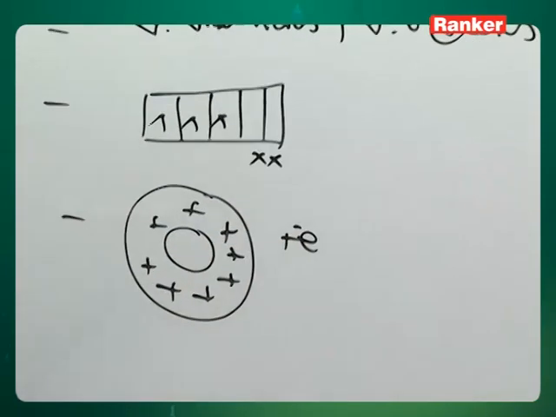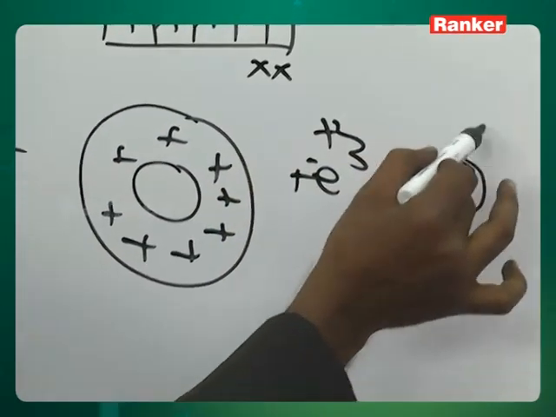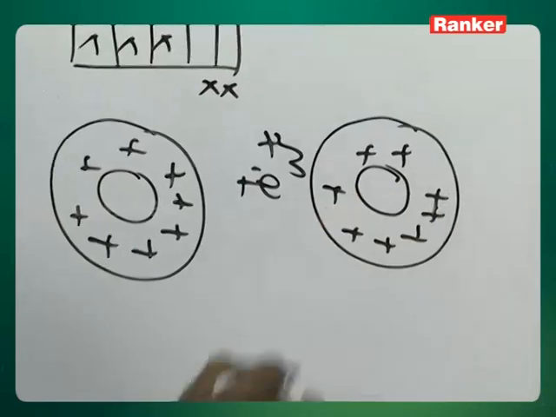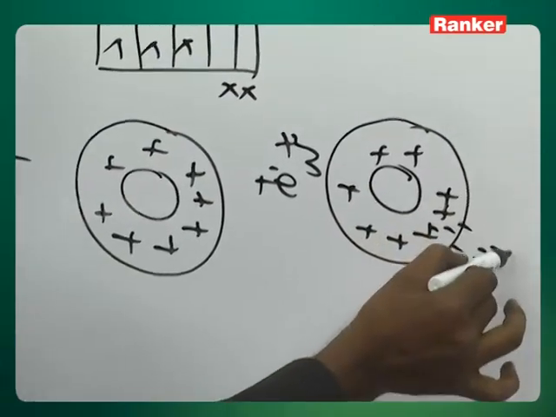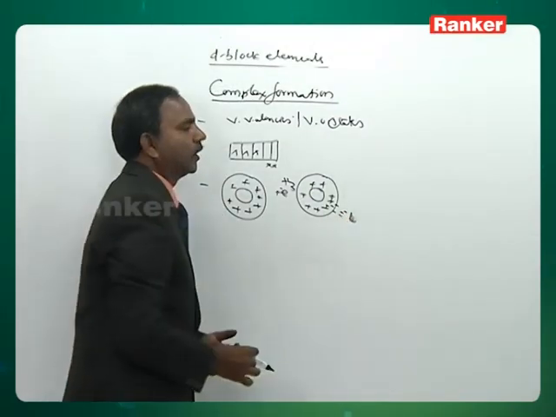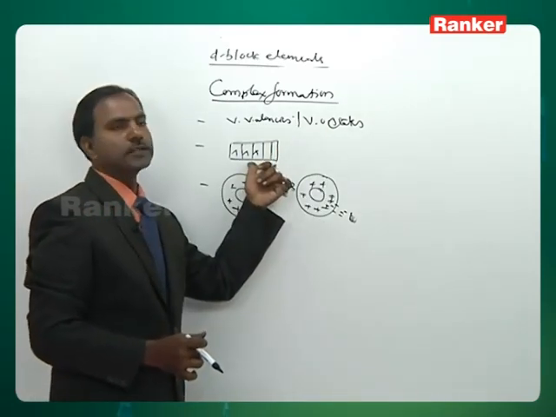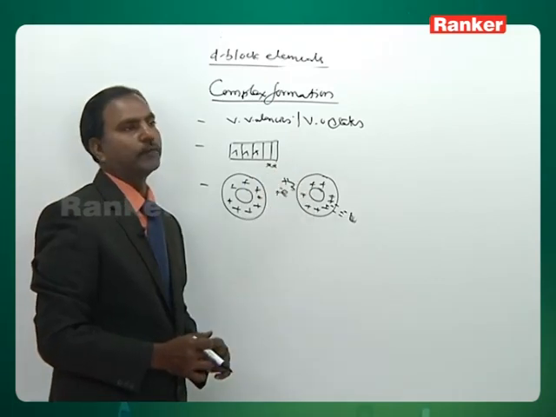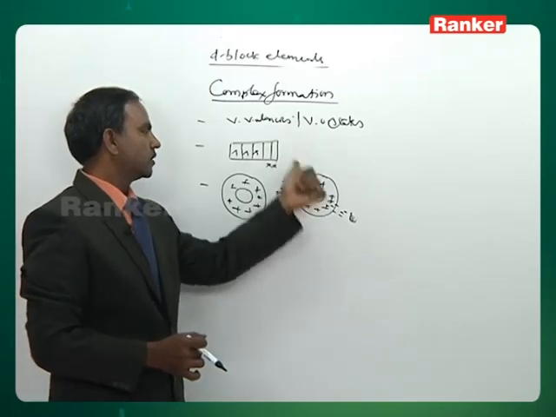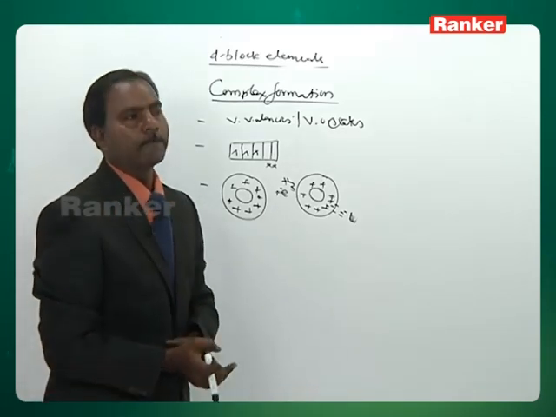Consider this particular ferric ion, Fe plus 3. Fe plus 3 is very small in size and possesses greater positive charge density. It can easily exert an electrostatic force on the ligand. Therefore, variable valencies, variable oxidation states, unpaired electrons in d orbitals, incompletely filled d orbitals, smaller size of their cations and greater charge densities are the reasons why these d block elements easily form complex compounds.